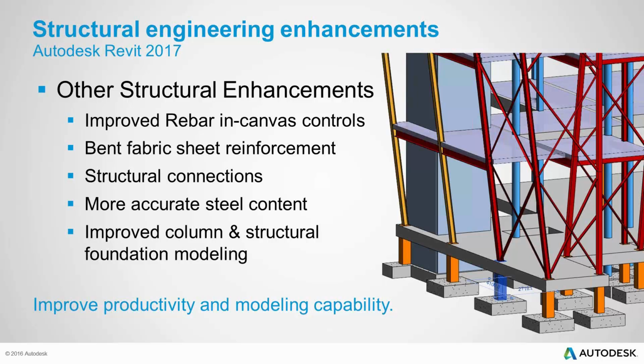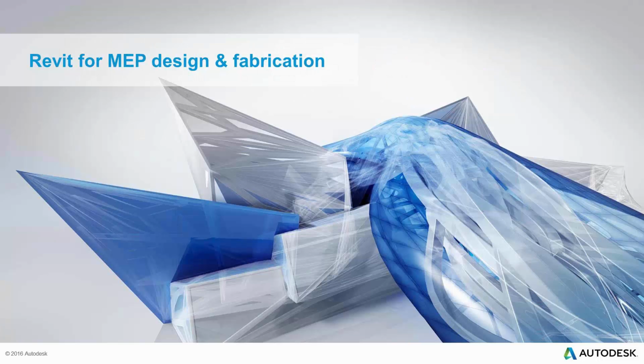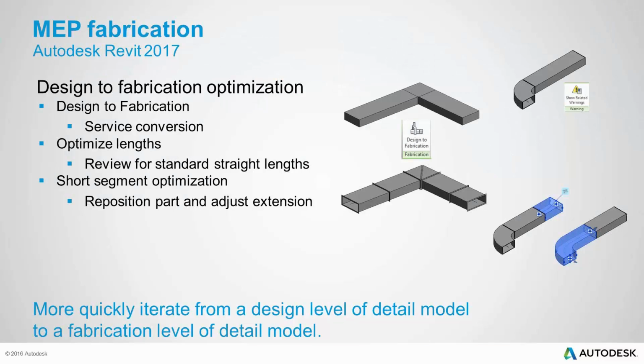But perfect. Thanks. Okay. So moving on to some of the Revit 2017 MEP design and fabrication functionality. One of the enhancements for 2017 is the optimization of design to fabrication. If you use the design to fabrication tool, there are a number of services that will become available to you, and those services will actually be available for duct and pipe elements, and they can automatically convert a design model into a detailed model based on the rules defined in those services.